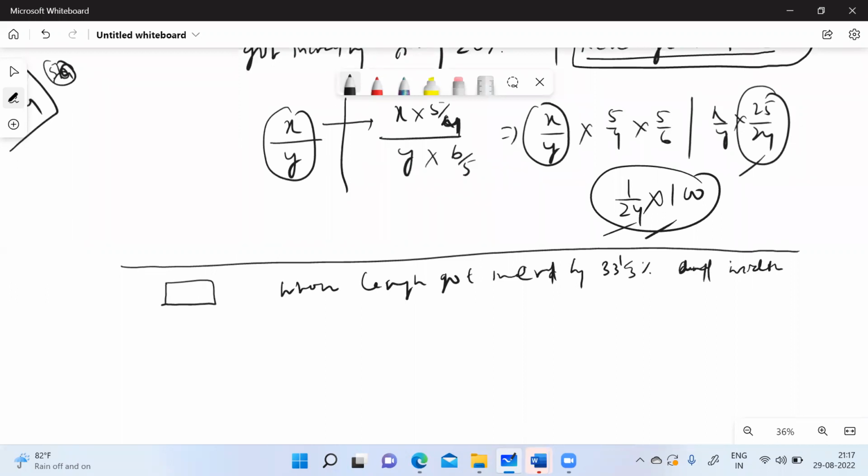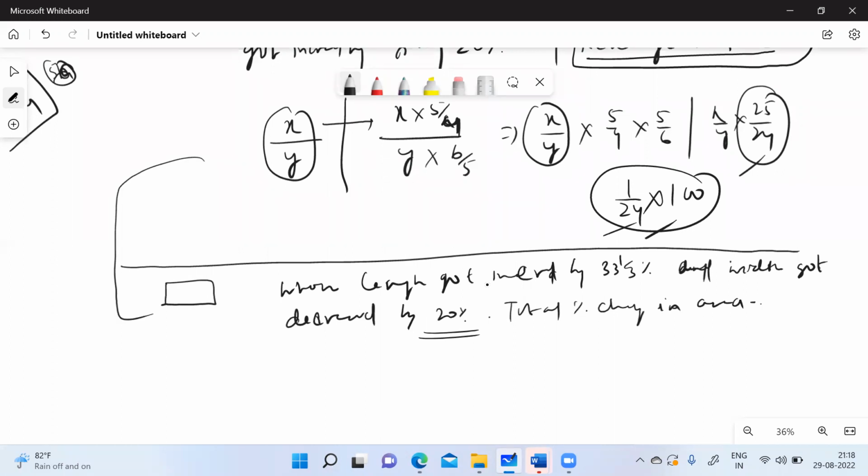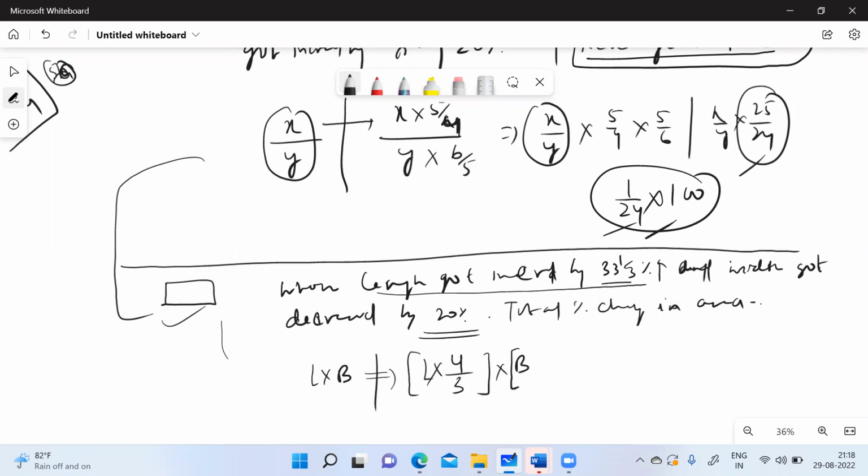Okay, and width got decreased by 20%. Decreased by 20%. So the total change in area, total percentage change in area. If you are being asked this type of question, मतलब the previous question was very much like this question. We know the area of a rectangle will become L into B. So I'll just put the changes here. L has increased by what? बताओ? 4/3. The multiplier of 33 1/3% change का 4/3 होगा, and the width is being decreased by 20%. तो multiplier क्या होगा उसका? 4/5 only होगा ना?